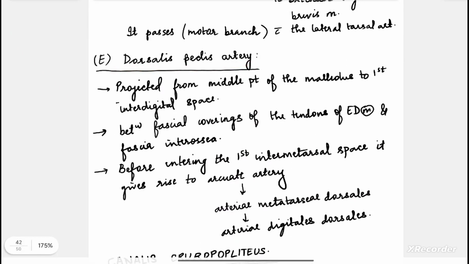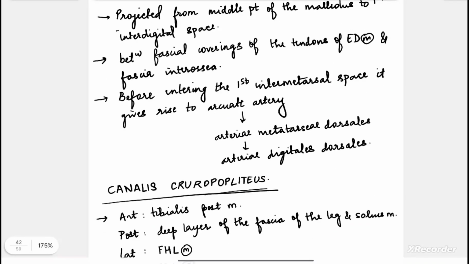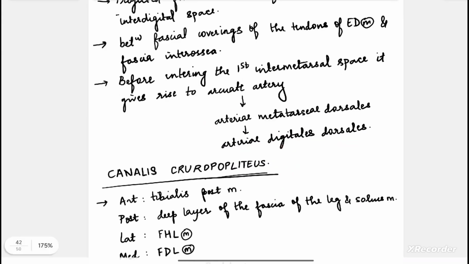Dorsalis pedis artery. It is projected from the middle point of the malleoli to the first interdigital space, between the fascial covering of the tendon of extensor digitorum muscles and the fascia interossea. Before entering the first intermetatarsal space, it gives rise to the arcuate artery, dorsal metatarsal arteries and dorsal digital arteries.